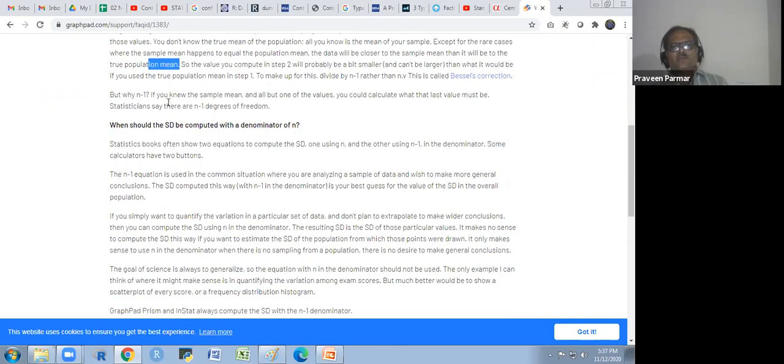If you knew the sample mean and all but one of the values, you could calculate what the last value must be. Statisticians say there are n minus 1 degrees of freedom. This is the degree of freedom concept. I don't prefer it here in the calculation of standard deviation. Okay, sir. The degree of freedom concept is like this.